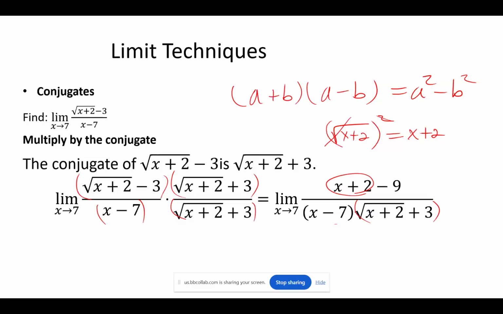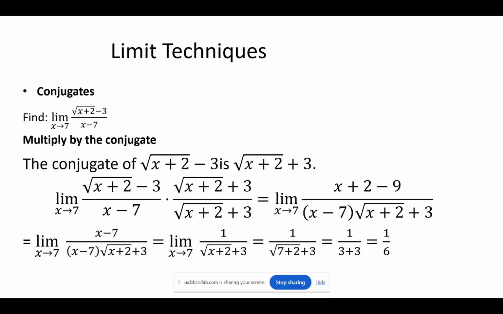I don't need to multiply them because if I simplify the 2 minus 9, this becomes negative 7. And I'll have x minus 7, which I can cancel with the x minus 7 below. So that's the strategy. Notice that once I simplify these two, I get x minus 7, so I can cancel the x minus 7s. And I get 1 over the square root of x plus 2, plus 3. At this point, I substitute the 7, and it gives me 7 plus 2, which is 9. The square root of 9 is 3. 3 plus 3 is 6. So my final answer is 1 over 6.